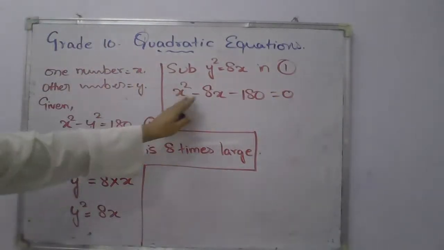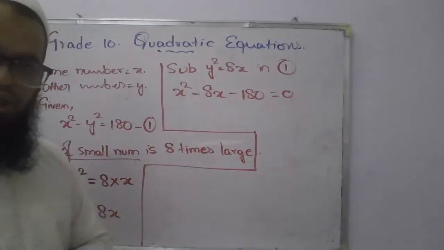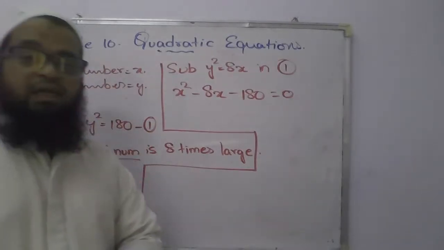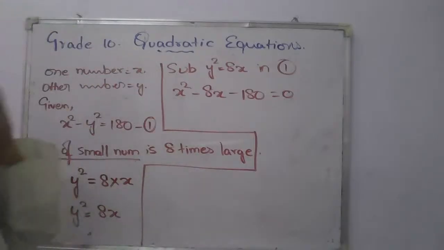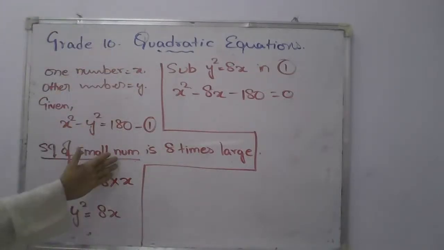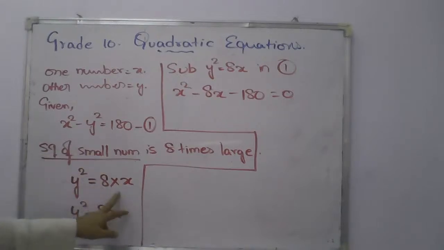Now, is it a quadratic equation? Understood? See, once they give you two numbers, don't think it is a linear equation in two variables. What did I tell you? First write whatever you get. From there onwards, you have to get: square of smaller number is equal to 8 times larger, 8x. So with this, can you subtract or do something? No. If we substitute, we will get a quadratic equation.